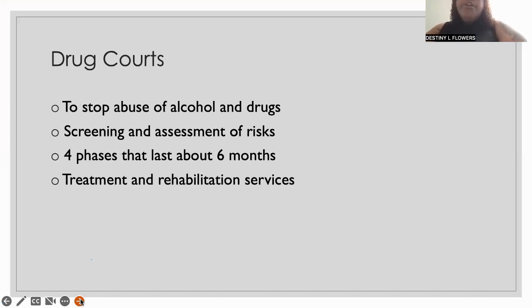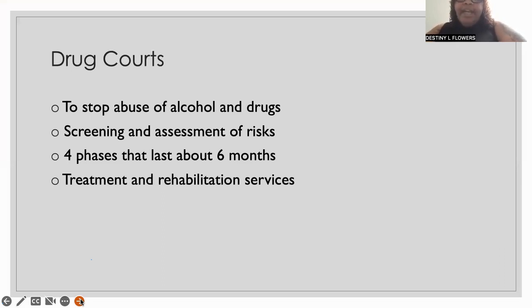Drug courts were created to influence offenders to stop abusing alcohol and drugs and to encourage them not to relapse. Drug courts screen and assess so they can help with needs and try to reduce the risk. There are 4 phases that require monitoring and supervising to help keep those offenders from relapsing.